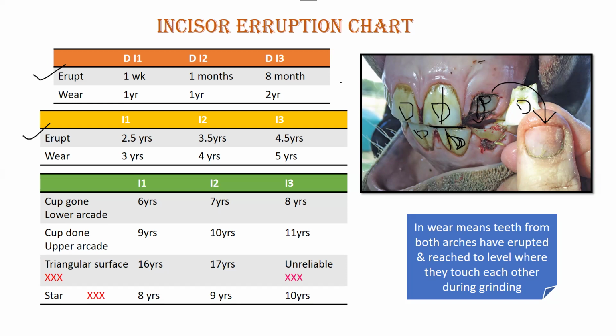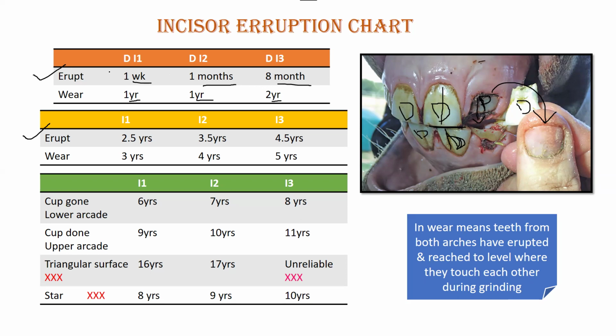So let's see the chart. First thing about incisors is deciduous. So this is a chart of deciduous incisors. It is very easy to remember because the dates are like 1, 1, 8, 1, 1, 2. So you should only remember that it's week, it's month, and it's months too. And when we talk about these teeth being in wear, we mean year, and year.